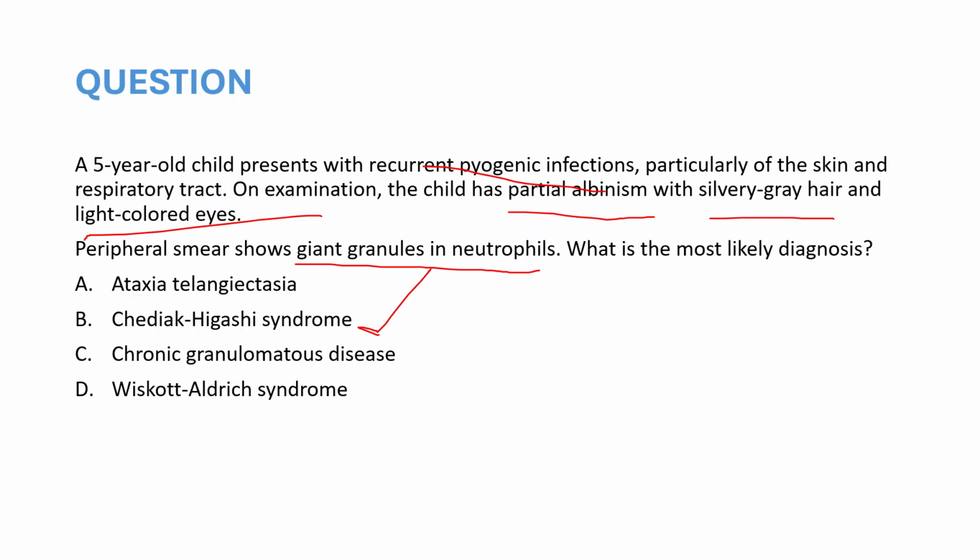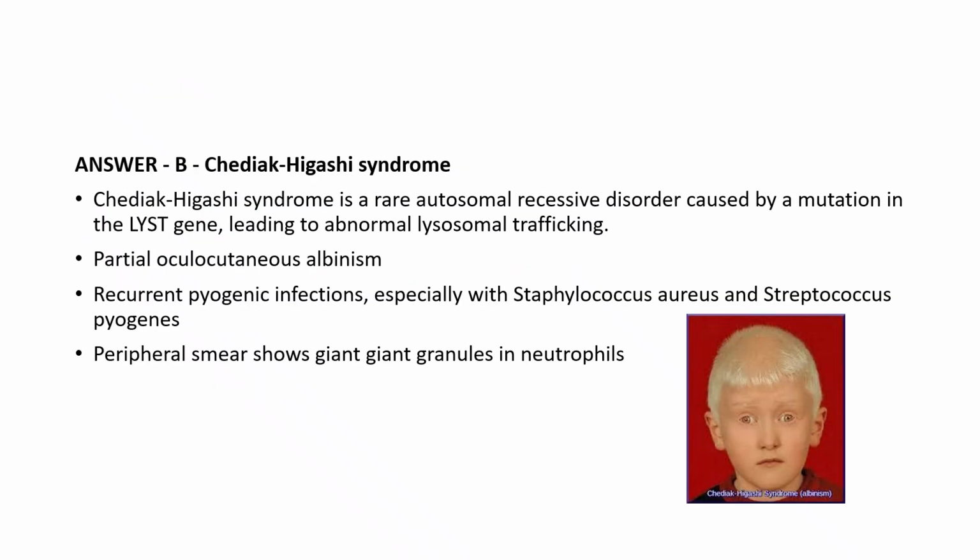It's an immunosuppressive disorder, like a primary immunodeficiency disorder. That is called Chediak-Higashi syndrome. We'll see why the other options are wrong, like ataxia telangiectasia, chronic granulomatous disease, and Wiskott-Aldrich. In Wiskott-Aldrich, you usually have eczema, thrombocytopenia, along with recurrent infections. Ataxia telangiectasia, just like the name, you have ataxia and telangiectasias. It's a neurocutaneous syndrome. In chronic granulomatous disease, you usually have infections due to catalase positive organisms. It's NADPH oxidase deficiency.